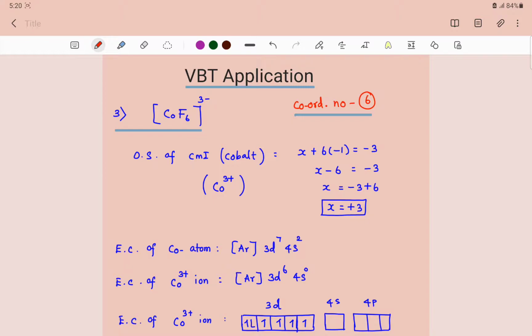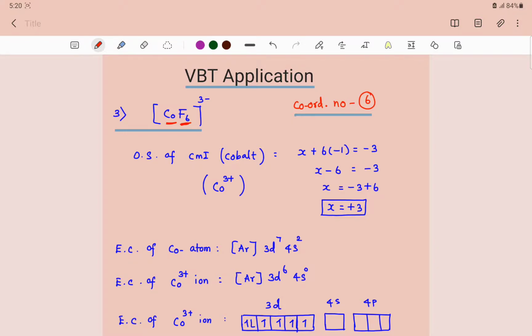The example is [CoF6]3-, an anionic complex which has cobalt as the central metal ion and F minus, fluoride ligands, with a net charge of 3 minus, so negative charge, so it is an anionic complex.